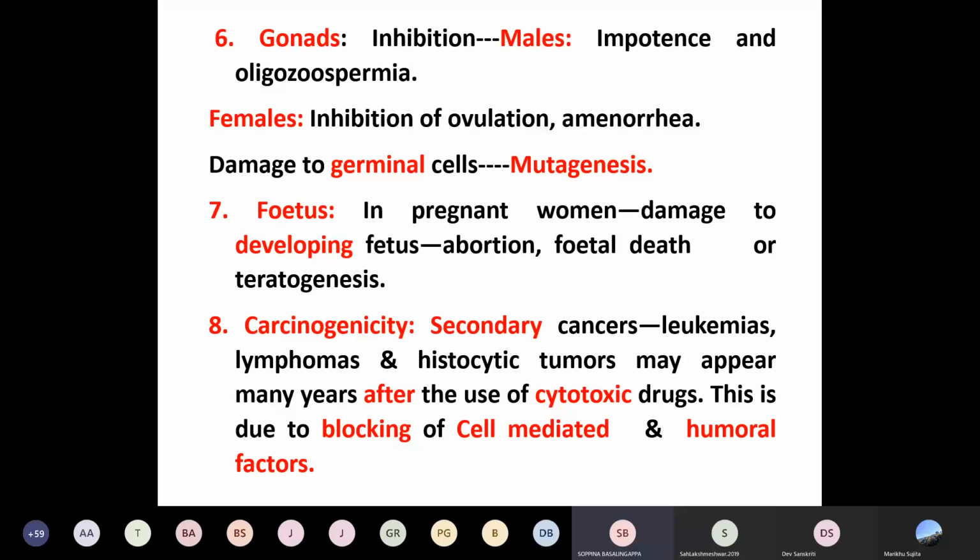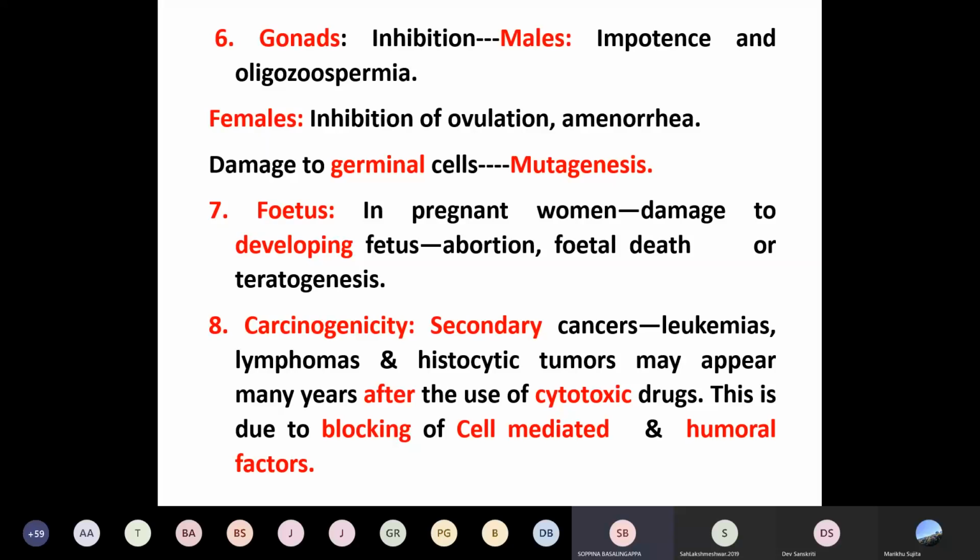So they are called mutagenic drugs. For example, if they are used for a pregnant woman, it will have its influence on the fetus. It will damage the developing fetus. Depending upon the time of gestation, there may be abortion, fetal death, or teratogenicity. The child may be born with some inborn defects. That is called teratogenic.